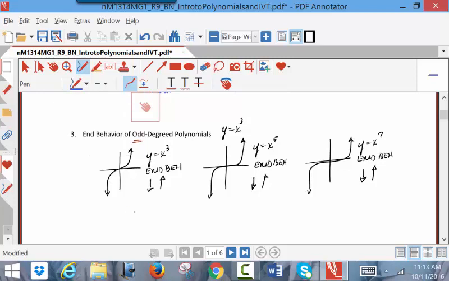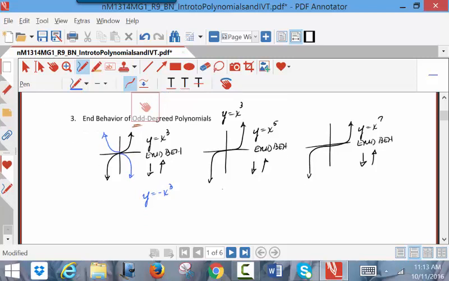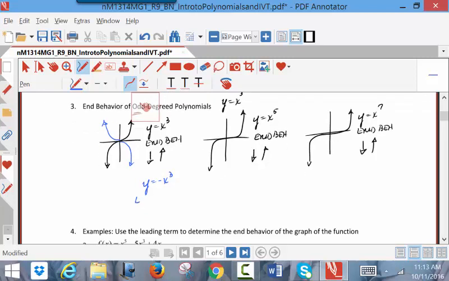So now I'm going to change pen color, and I'm going to change the graph a little bit. If I change it now so that it says y equals a negative x cubed, which is going to cause a reflection over the x-axis, what is it going to do to the end behavior? What's it on the left side? Up on the left and down on the right.